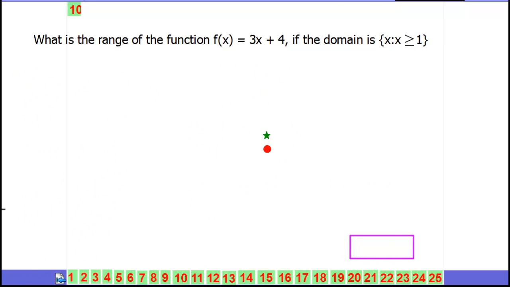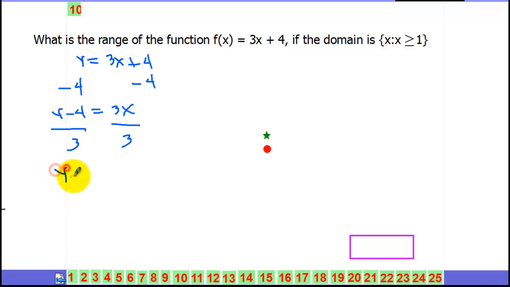Alright, last example. Again, our x is being restricted to greater than or equal to 1. So I will solve for x here, but make sure that your x is on the right side of the equation. Subtract 4 from both sides, you'll get y minus 4 equals 3x. Divide by 3, you'll get y minus 4 over 3 equals x. But our domain is greater than or equal to 1.